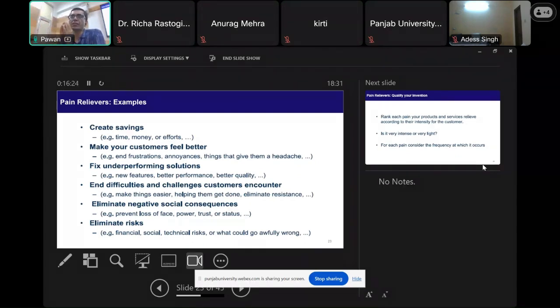So whatever out of 3 or 4 problems which you have listed, which is the biggest pain for the customers? The biggest is this negative social consequences, because he has to comply with all pollution board compliances, and there is no device which can offer transparency to this customer.